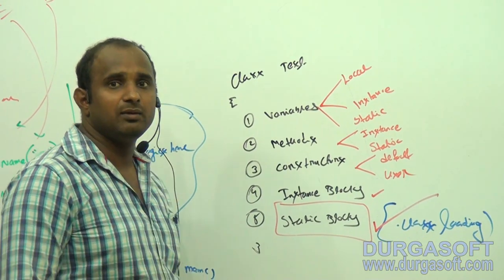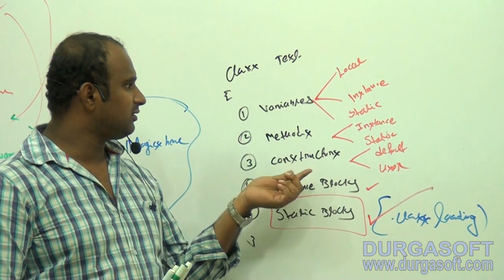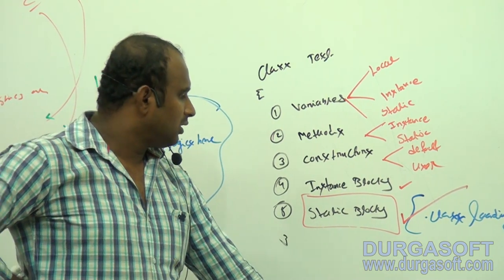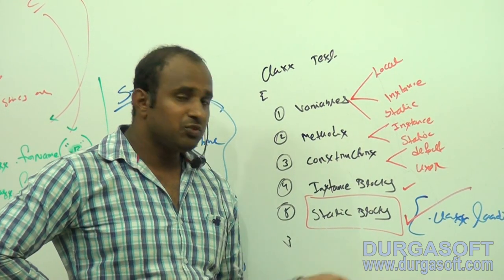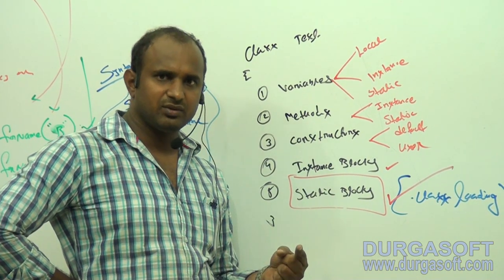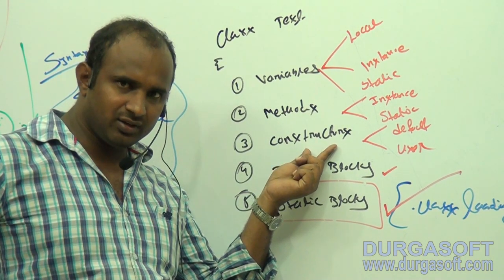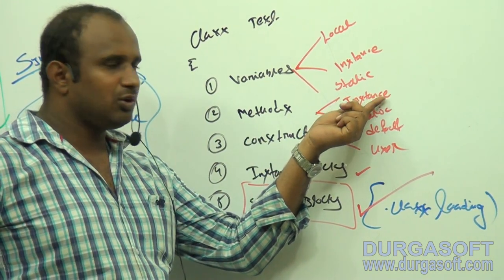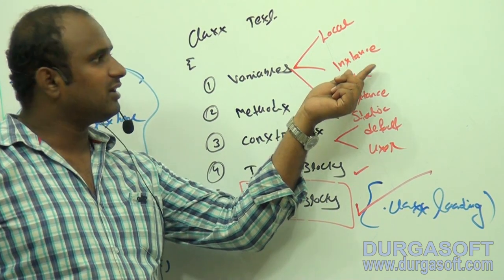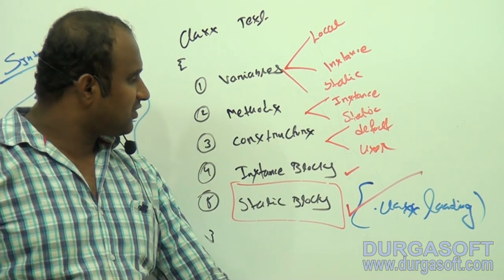The class contains how many elements? Five elements. What are the five elements here? Variables, methods, constructors, instance blocks, static blocks. Tell me, out of the five elements, which element is executed first? During class loading, static blocks are executed first. During object creation, first instance blocks are executed, then the constructor will be executed. And methods: instance methods during object creation, static methods during class loading. Instance variables during object creation, static variables during class loading. This is the information about your class.